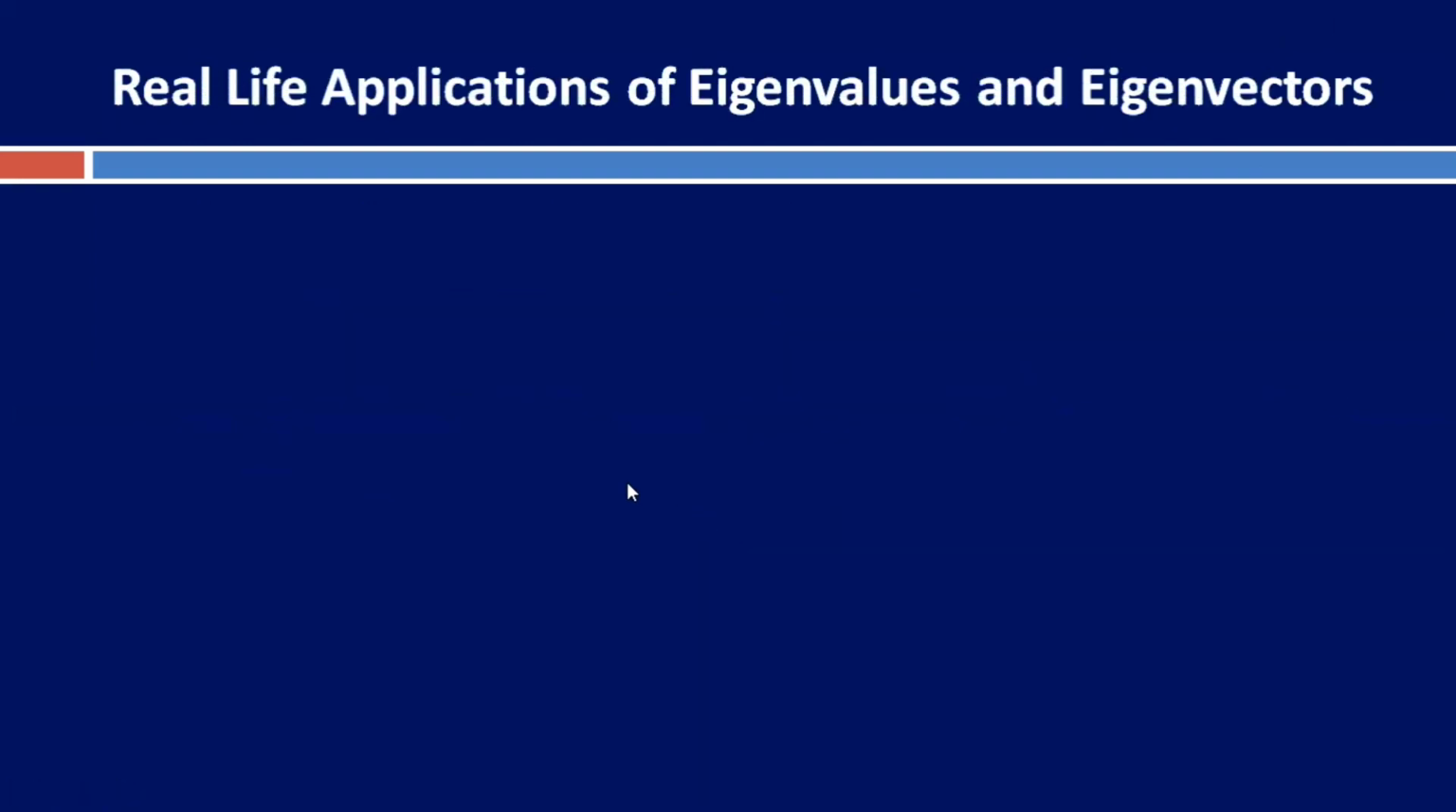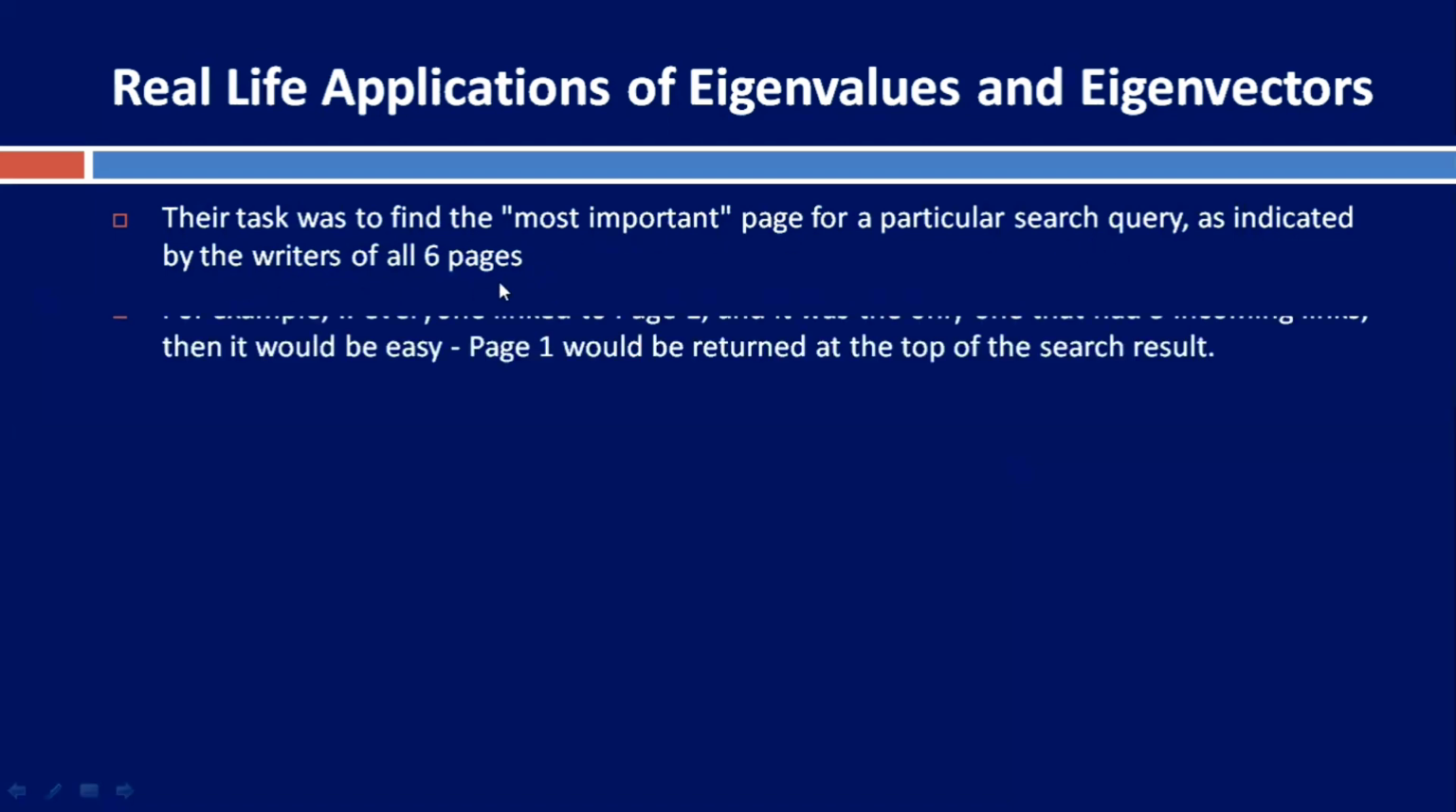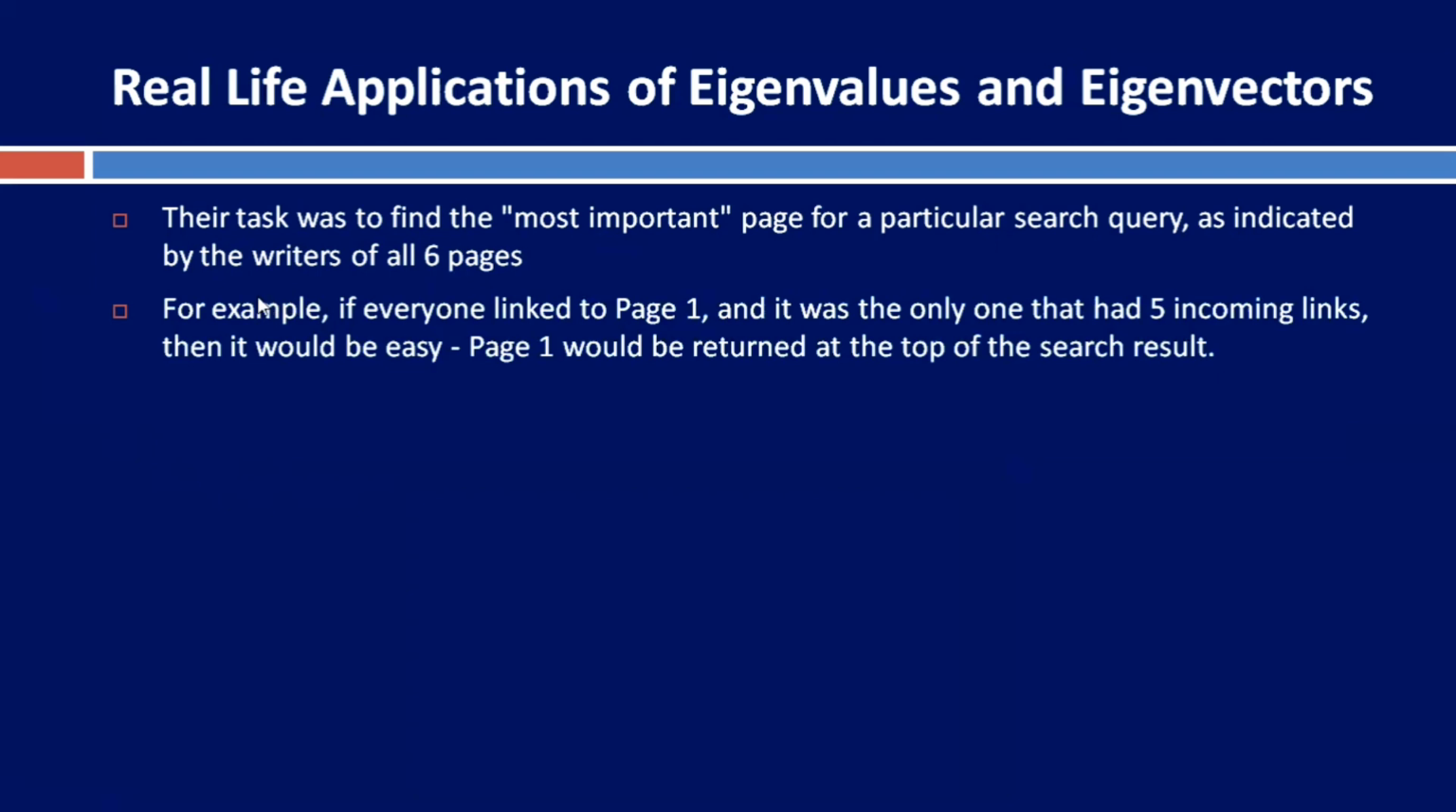Next, real life applications of eigenvalues and eigenvectors. Their task was to find the most important page for a particular search query as indicated by the writers of all pages. For example, if everyone linked to page 1 and it was the only one that had 5 incoming links, then it would be easy. Page 1 would be returned at the top of our search result.